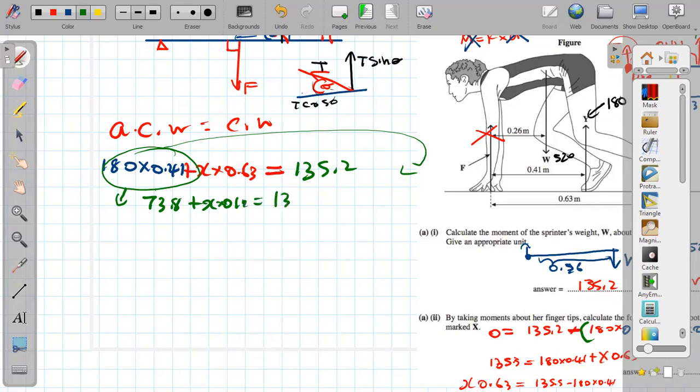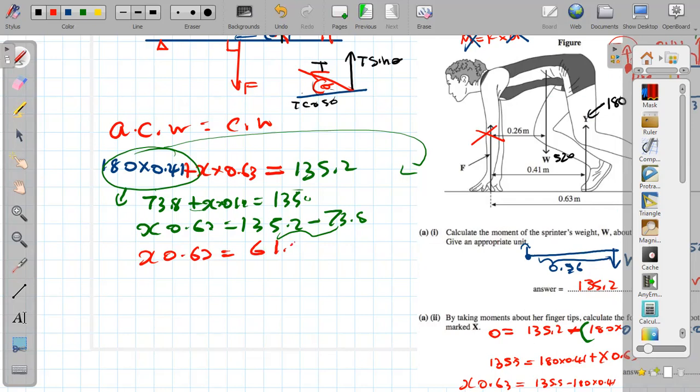You can write like 135.2. Now subtract, x times 0.63 equals to 135.2 minus 73.8. What is the answer you get? 61.4. So x times 0.63 is 61.4. X equals to 61.4 divided by 0.63, which is 97.5. Now, can you understand the way how to do it? One second, I'll copy and write it down.